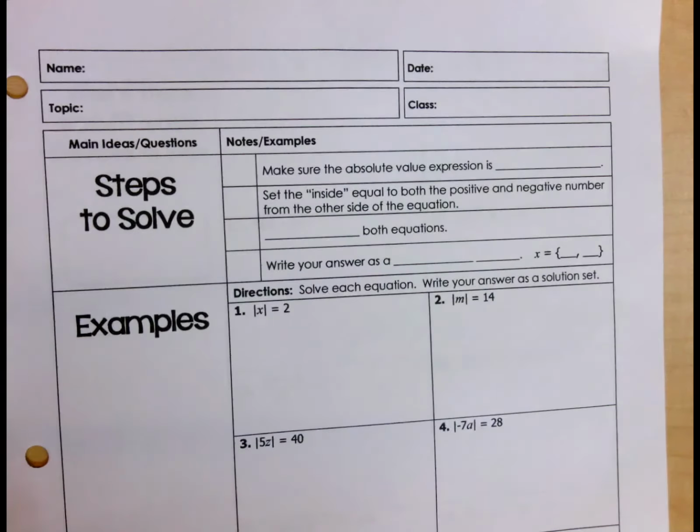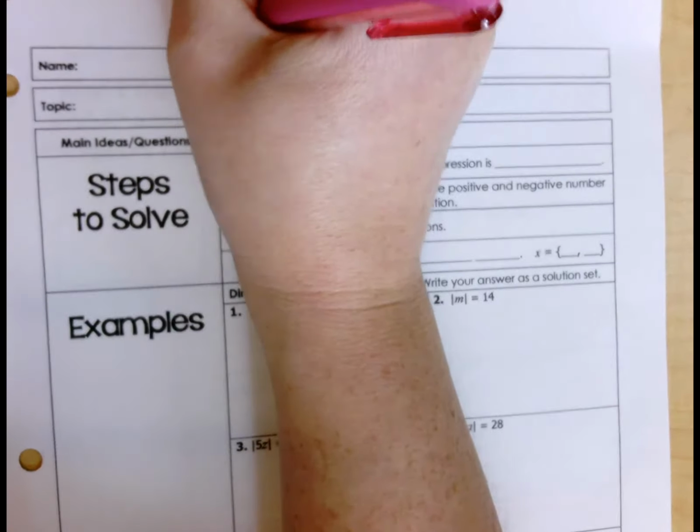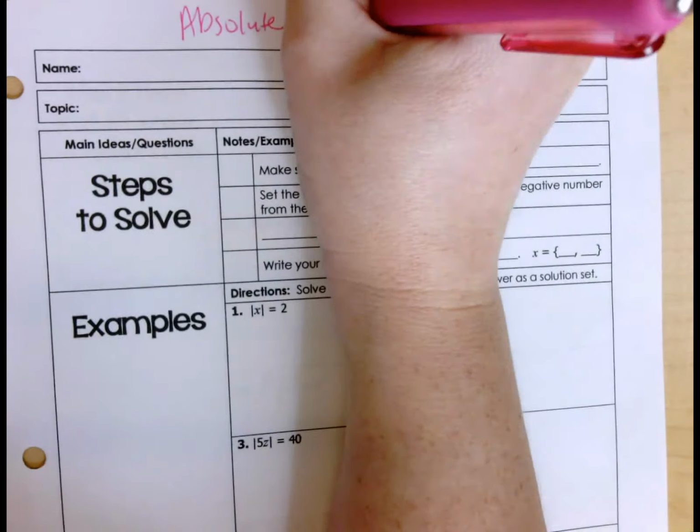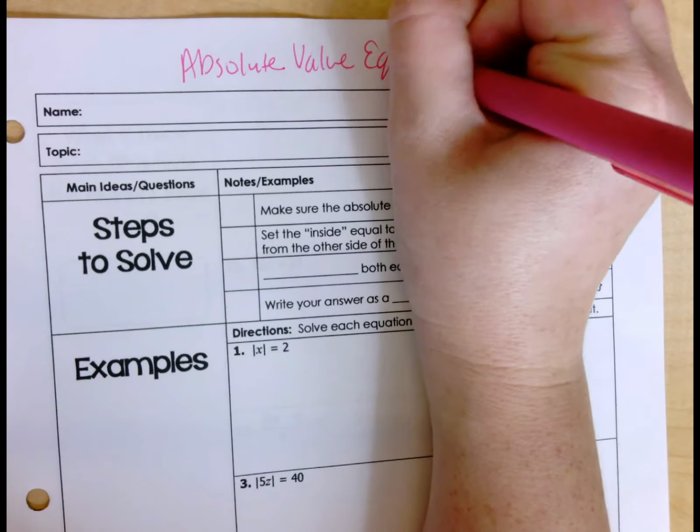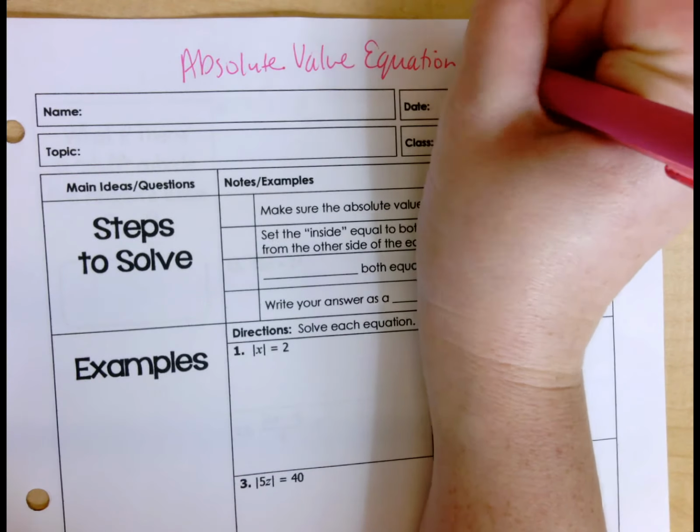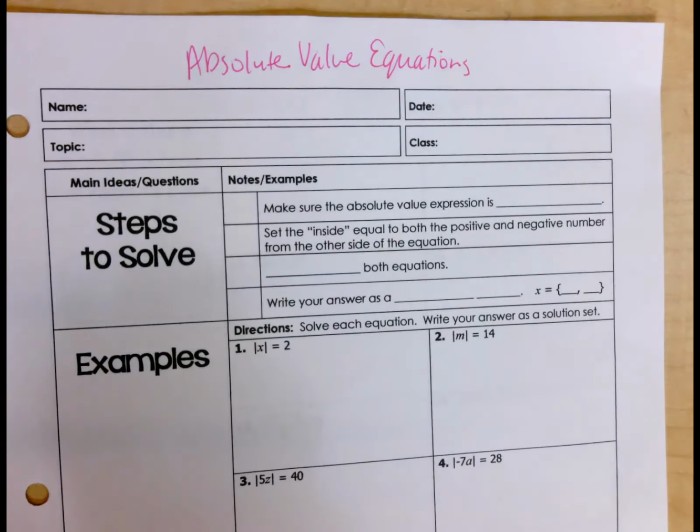All right, today we are finishing up our different types of equations that we can solve. So today we are going to actually do absolute value equations. Okay, that is our topic for today, absolute value equations, and how to solve those. So there are 4 steps to solving an absolute value equation.